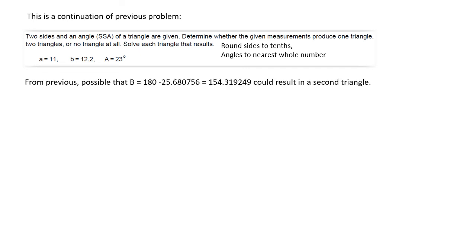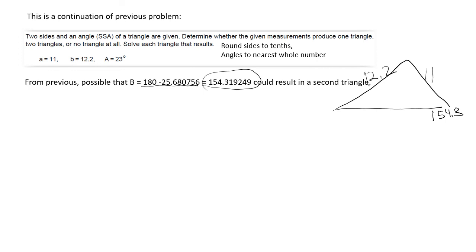All right, so from the previous case, it is possible that B actually could be 180 minus 25.68, 154.31. This could result in a second triangle. In other words, we could have a triangle where this angle here is 154.3, unless we get a contradiction. Side A is 11, side B is 12.2, angle A is 23 degrees.